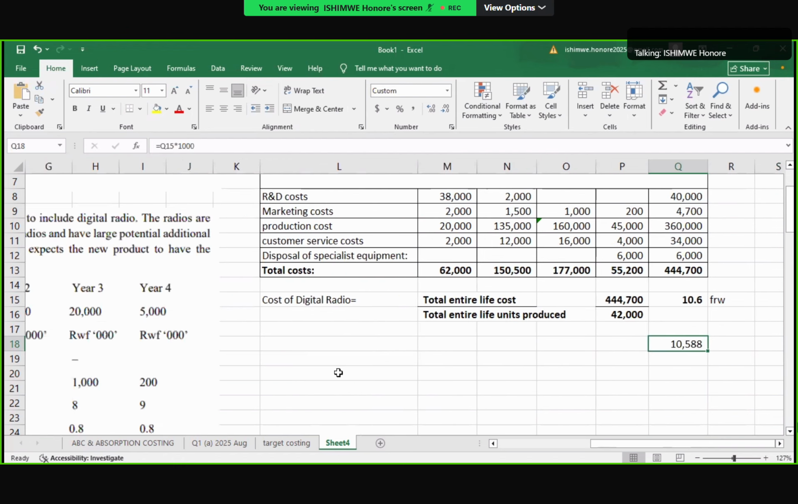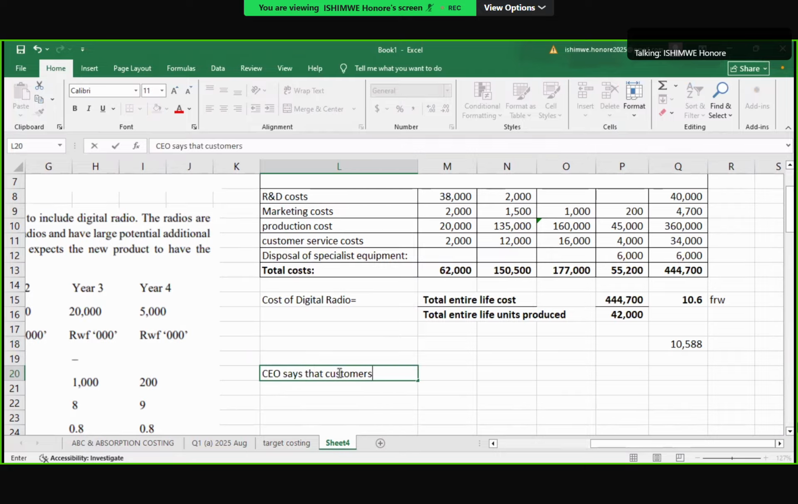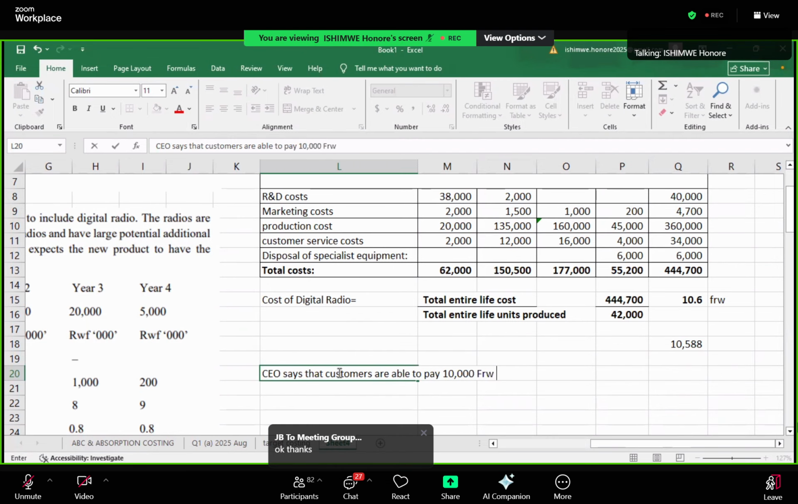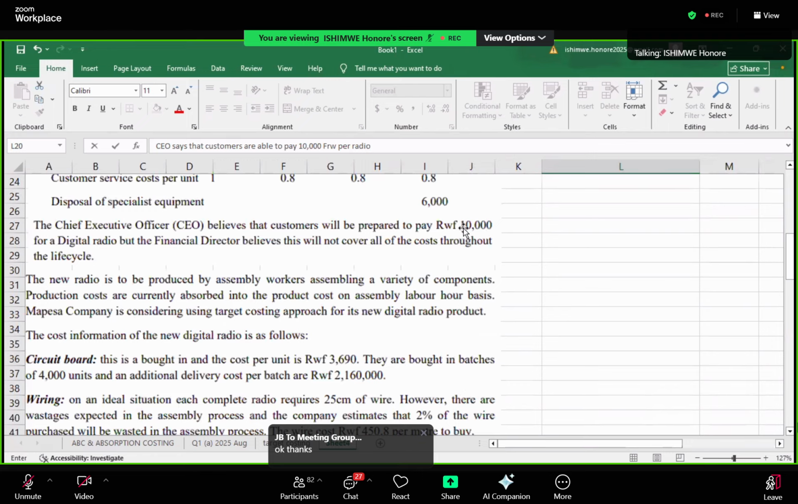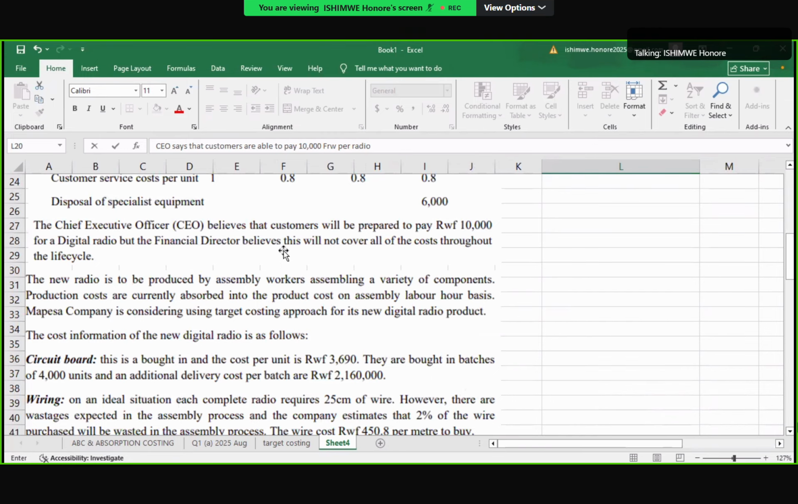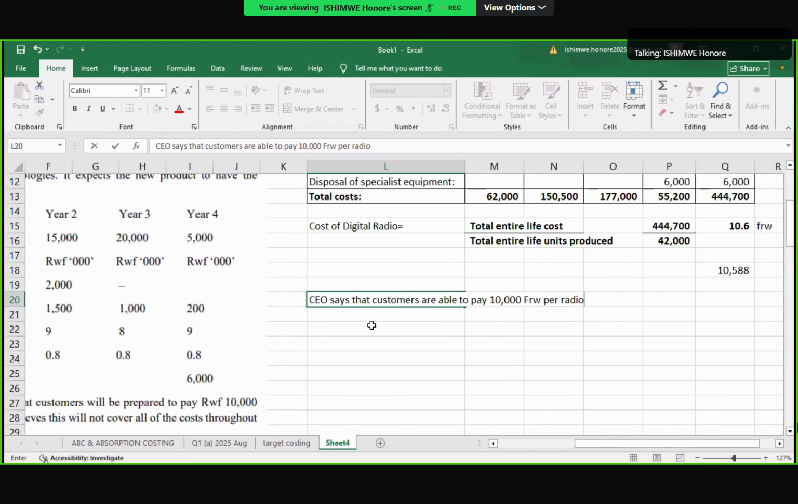And remember, the CEO says that customers are able to pay 10,000 francs per radio. They are willing to pay 10,000 per radio, but the finance director believes that this will not cover all the costs throughout the life cycle. So who is correct now? The CEO says customers are able to pay 10,000 per radio, but the finance director refuses, because it will not cover the life cycle. And you have seen that it is 10,588.